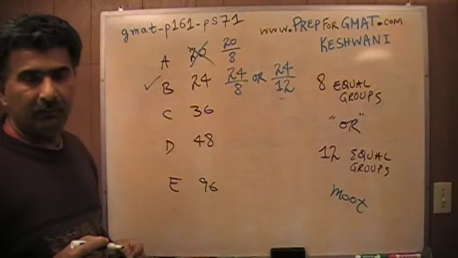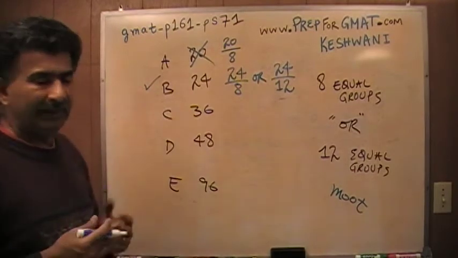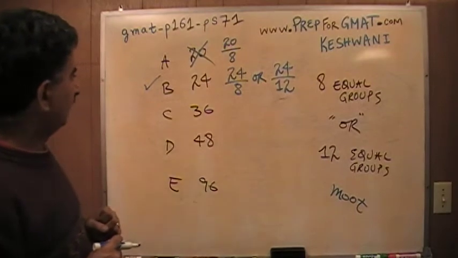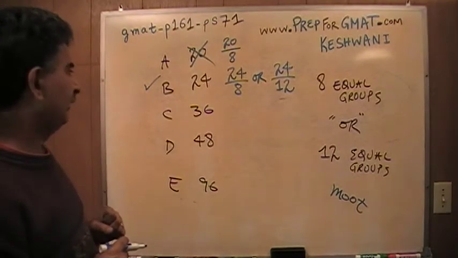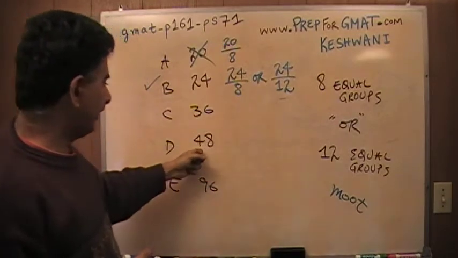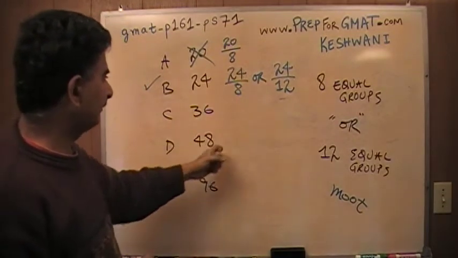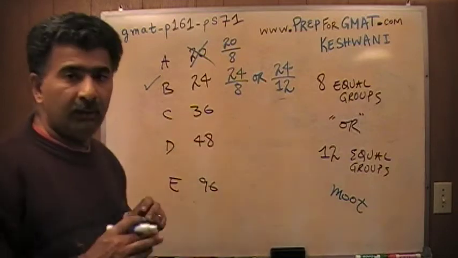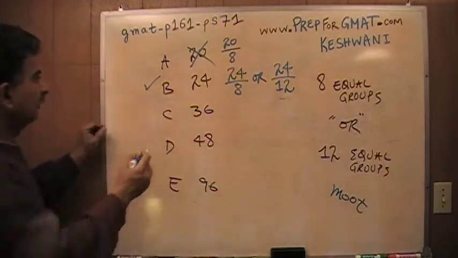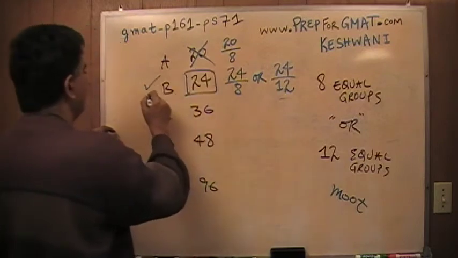It doesn't matter, because we're looking for the lowest number. That's all, I'm done. Of course, 36 goes evenly into... does it go into 8? No, it actually does not. But 48 goes into 8, 48 goes into 12, so 48 would have worked, 96 would have worked, 96 goes into 8, 96 goes into 12, but that's not the point. We're looking for the least number of students. The least number of students is 24. That's it. The answer is B.